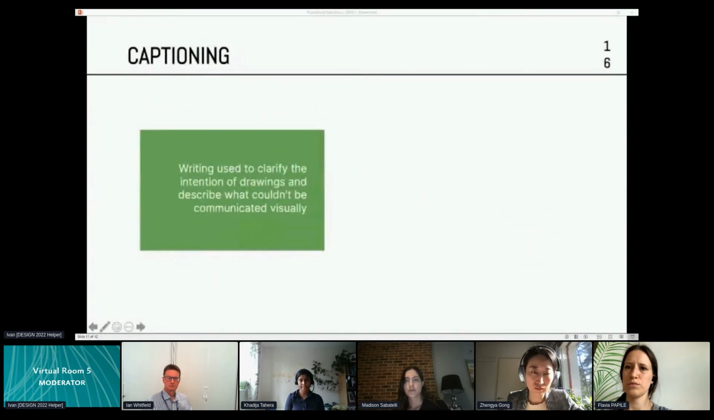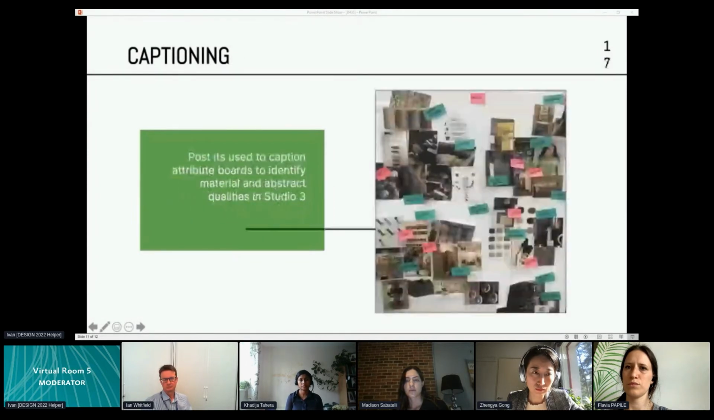Writing continued to make its appearance as captions to clarify the intention of drawings and describe what can be communicated visually. In Studio 3, student groups arranged words and images on large boards to begin compiling a visual and textual representation of their projects. Captions bordered images, qualifying the visuals with adjectives like soft and justified, as well as verbs like being connected and outcomes like guided discovery.